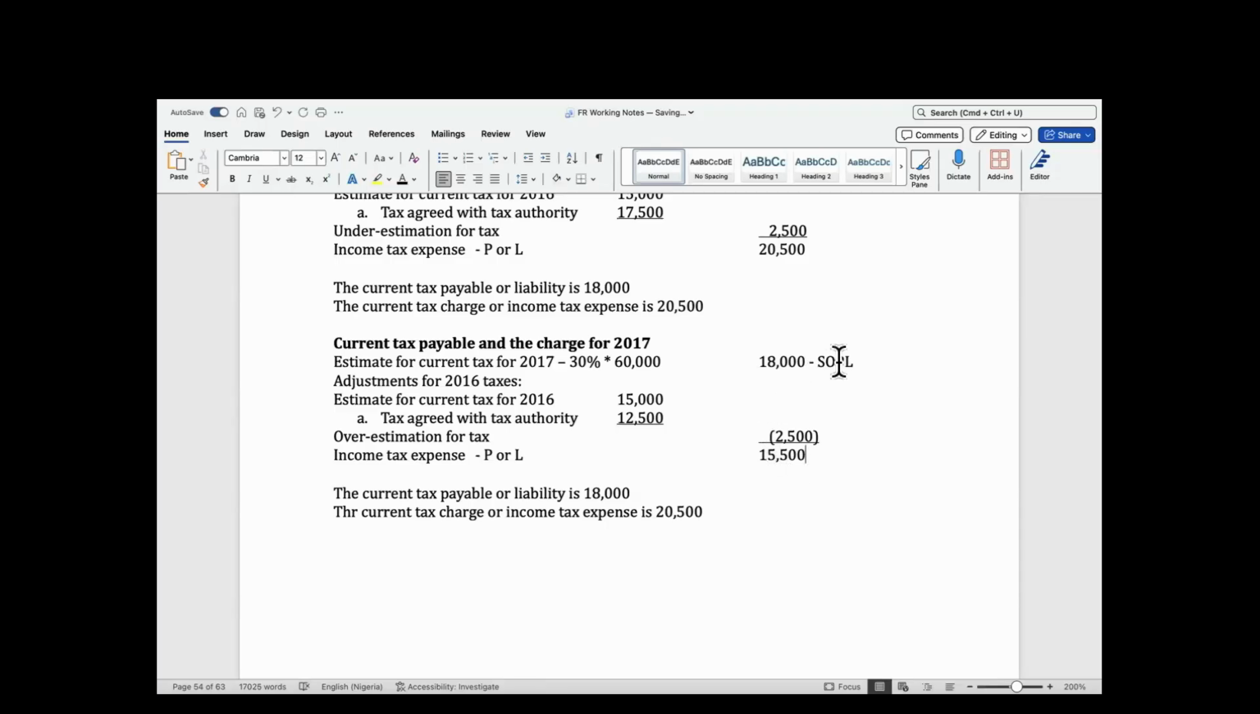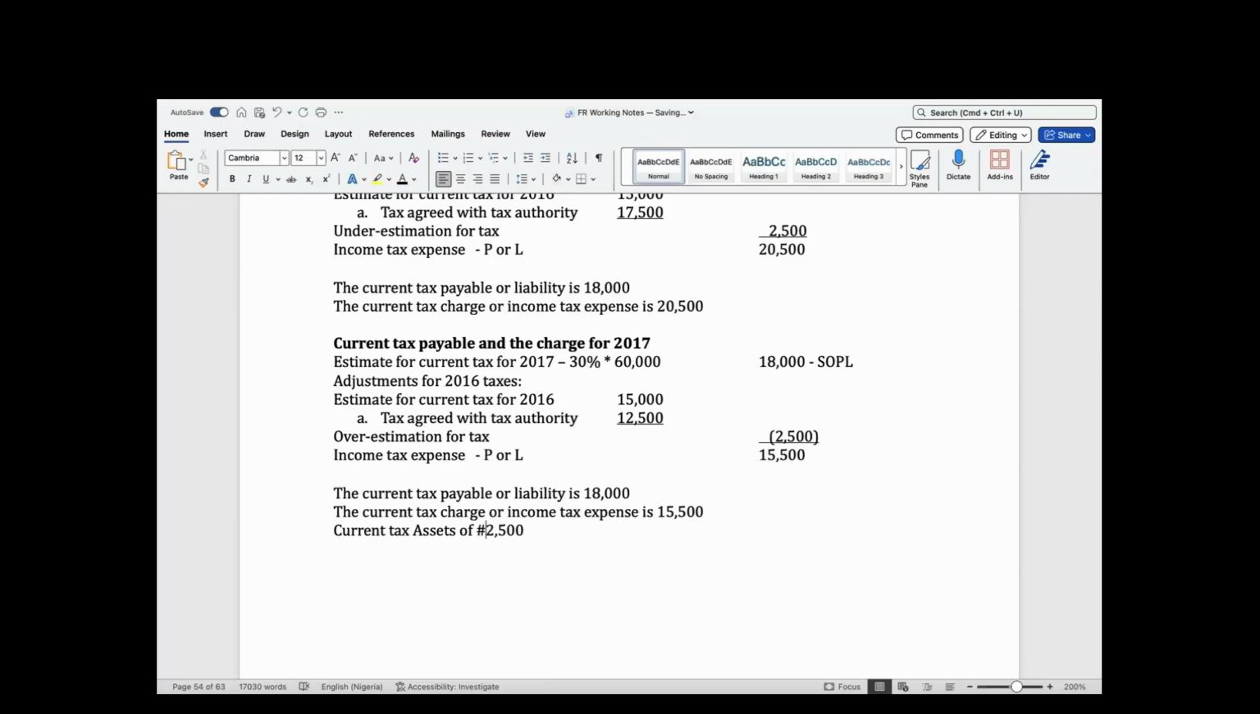Though our liability for this year that we are going to recognize as a liability is still 18,000. The current tax charge to P&L will be 15.5. But in this case now, there will be a second leg. Since the tax man will not give you the money, we would have a current tax asset of how much? 2.5.